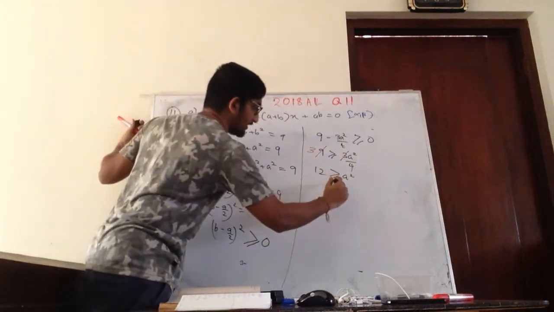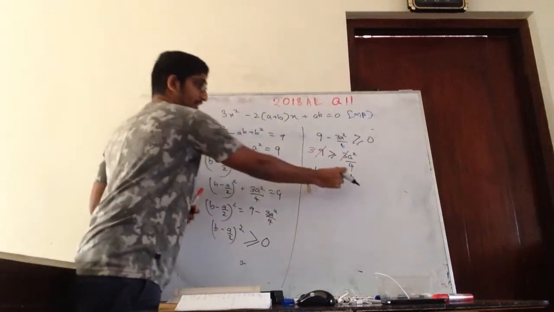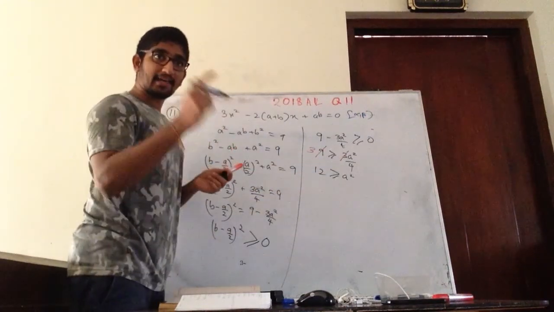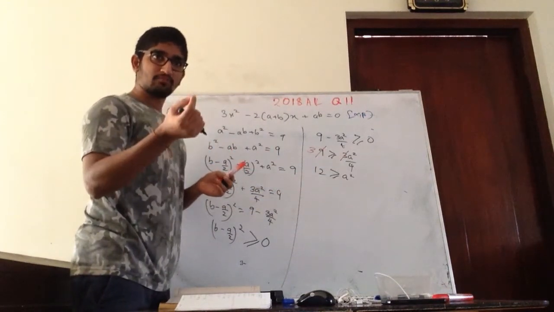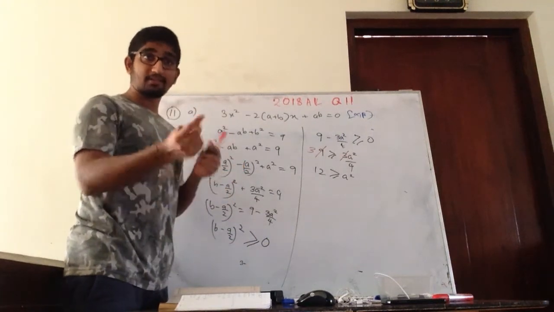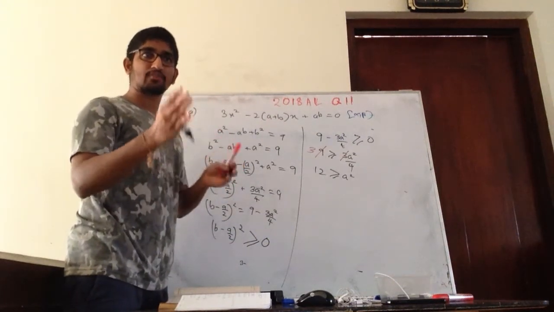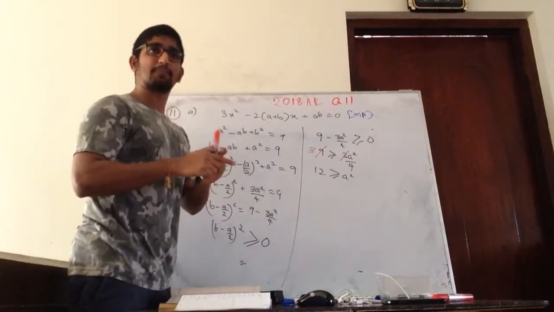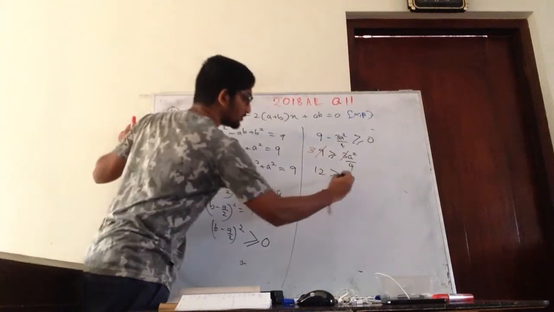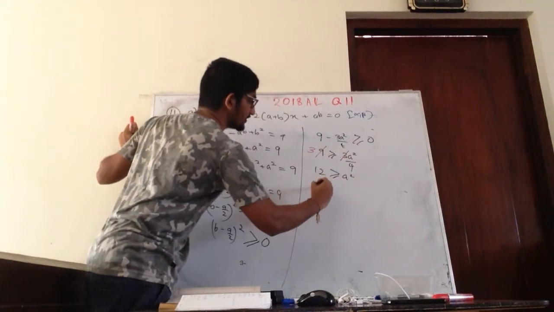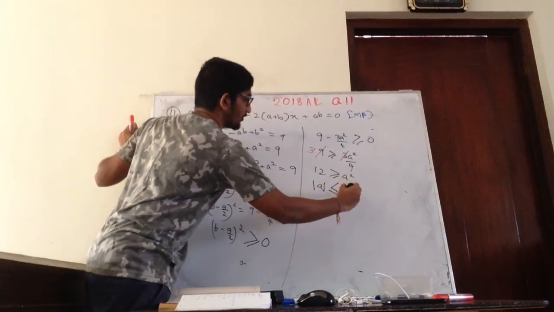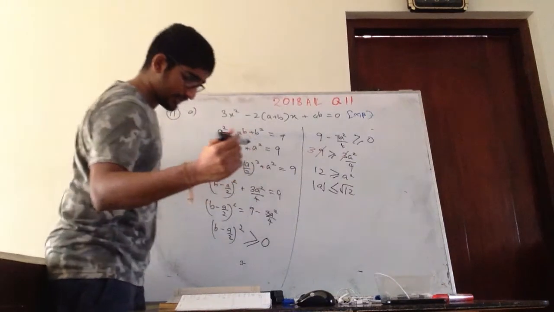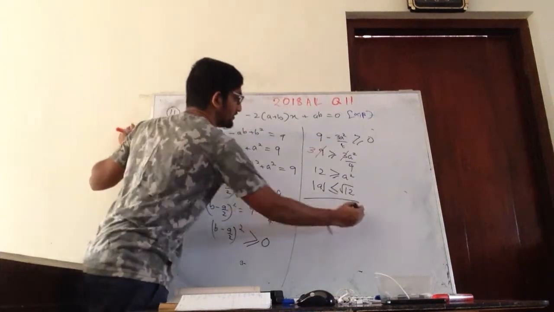So then I can say, so now here I can take out a, no? So I can square root it, no? But then it will have an implication of plus or minus. So just to take the plus thing out, I will take modulus a is less than or equal to square root 12. Is that the answer they want? Yes, that is the answer they want.